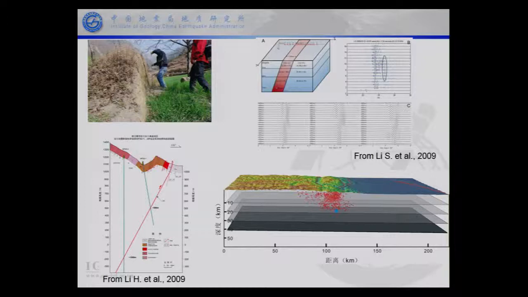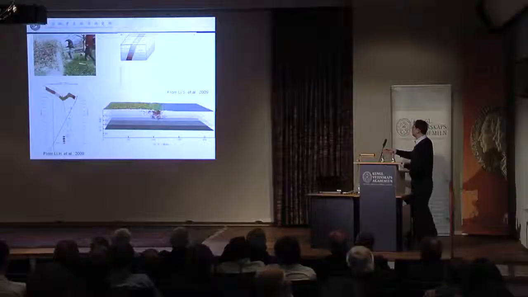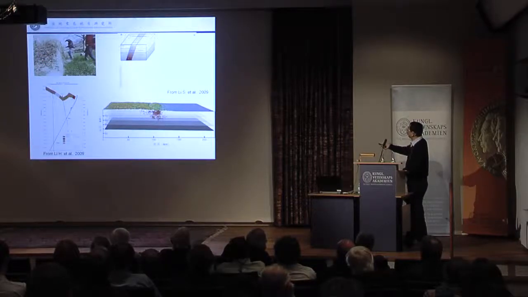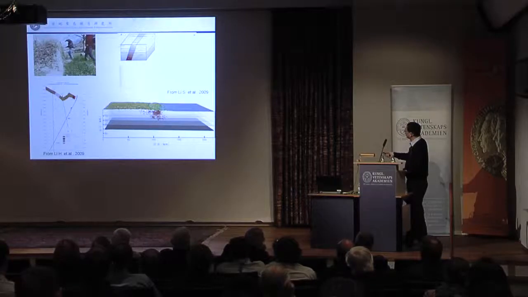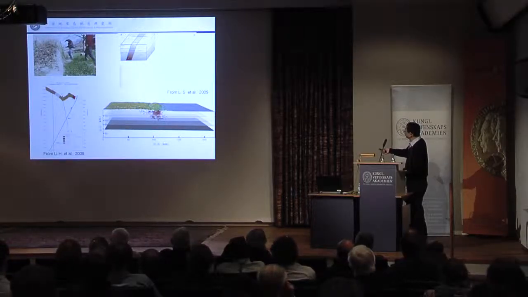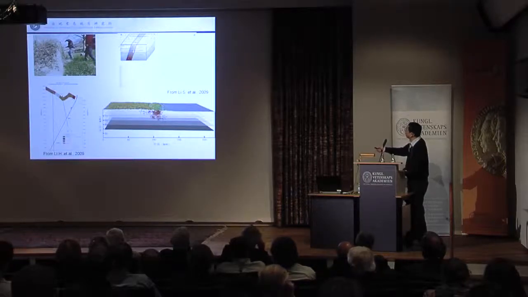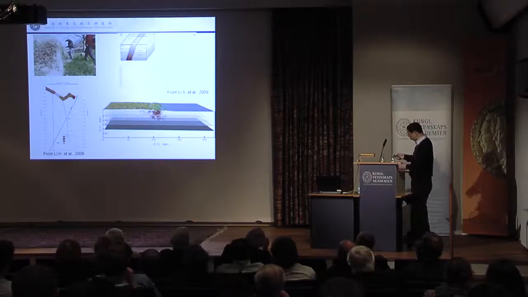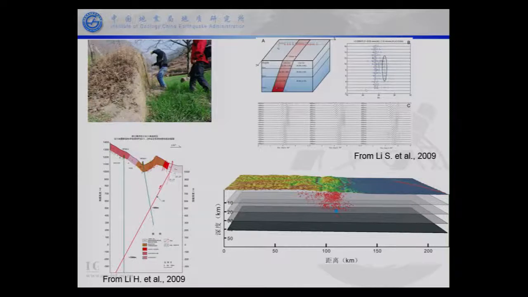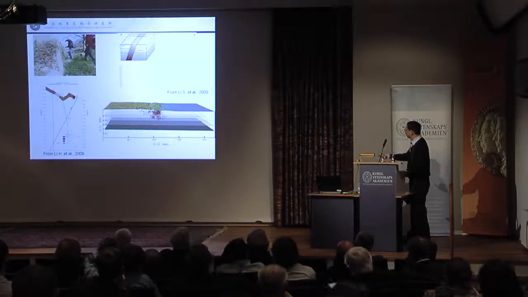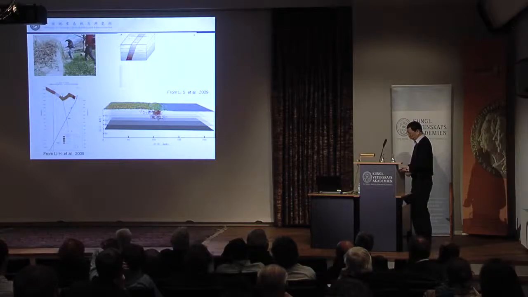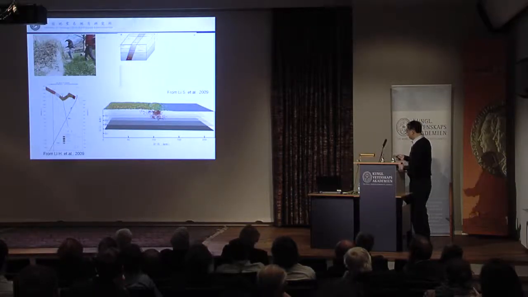And the result from the fault-zone trapped waves: after the earthquake, a group of seismologists deployed a seismic array to record the trapped seismic waves. This is the wave they observed, and then they modeled this wave. From the trapped waves, they said the fault zone has to be this wide, and the angle of the fault has to be about 70 degrees. Compared to the focal depth, we see the main shock is here, and if it were a 30 or 40 degree thrust fault, we would expect to see the surface rupture here rather than here. So the fault has to be high angle.